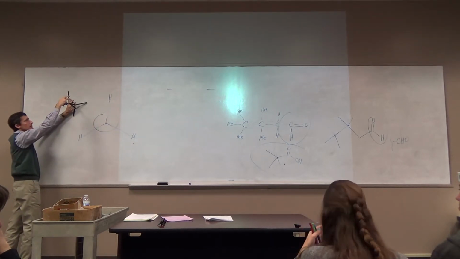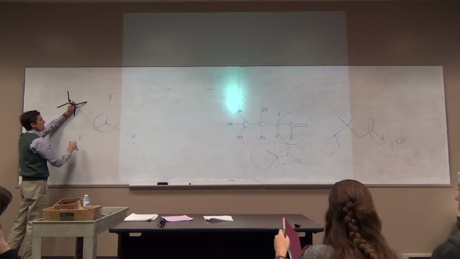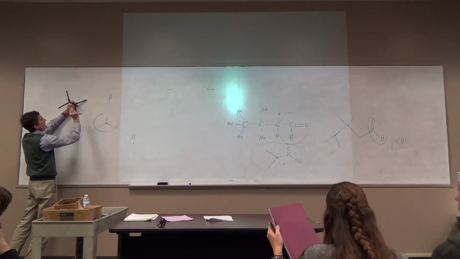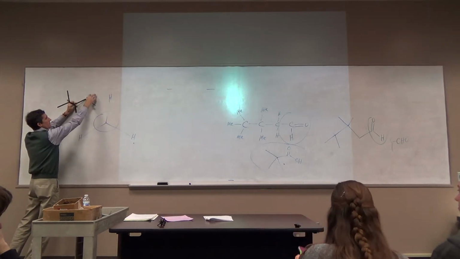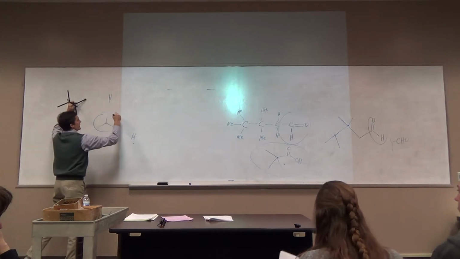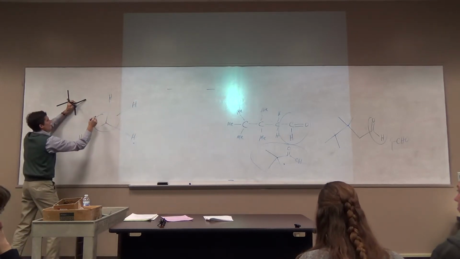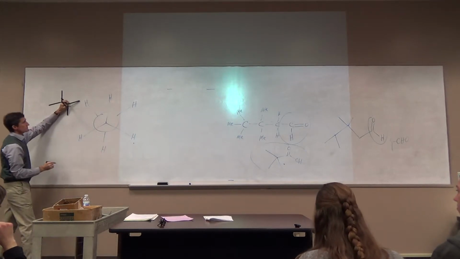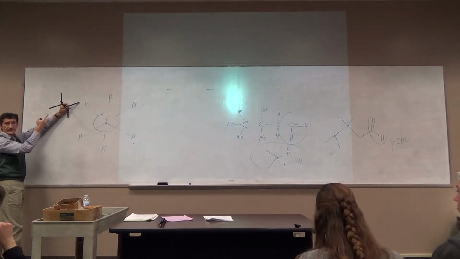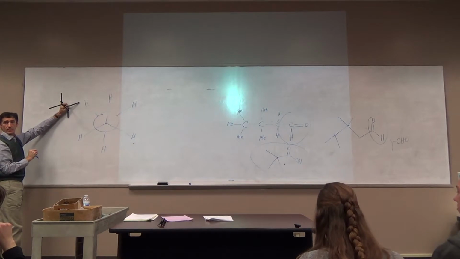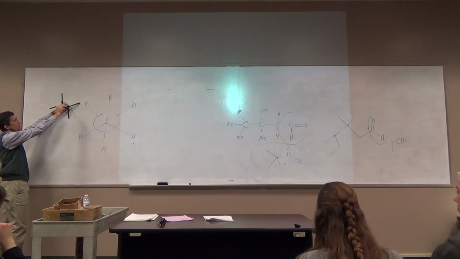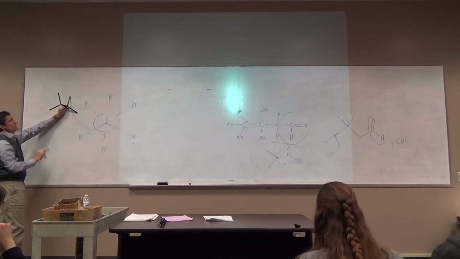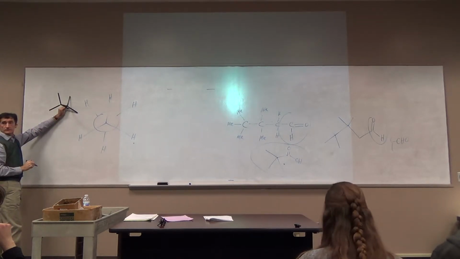The back is behind this disc. We can't see that carbon back there, we know it's back there, but we can see the H's coming out. One's coming here, one's coming here, and one's coming straight down. Now you see that this is a staggered conformation. If we had the thing in the back rotated like that, that would be eclipsed.